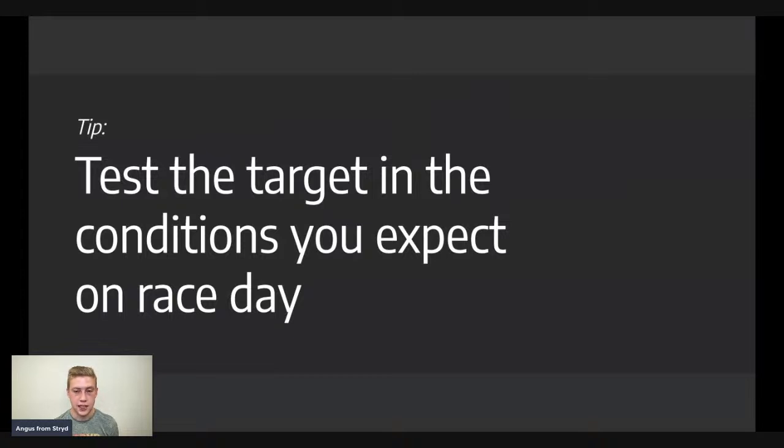Simulate race day leading up to the big day. Make sure you're comfortable with your power target, make sure your watch is set up correctly, and those things are all going to lead to an extremely successful race day.